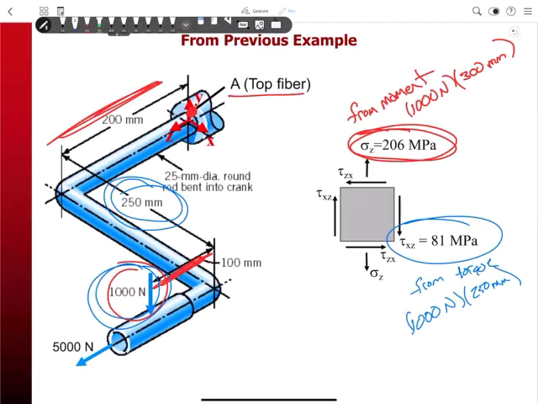Now, what about the 5,000 newtons? If I do that like this, will that 5,000 newtons cause anything? Sure, it'll cause some bending right there. But the bending only shows up at the sides of this crank. There's no bending stress at the top and bottom. Let's take another look at that.